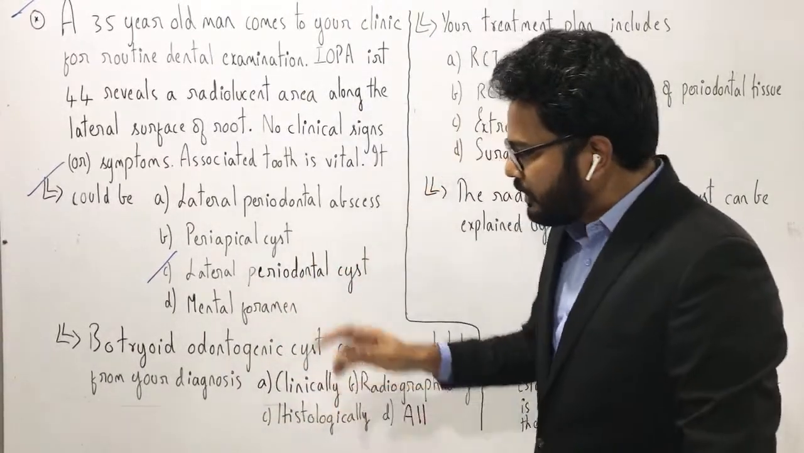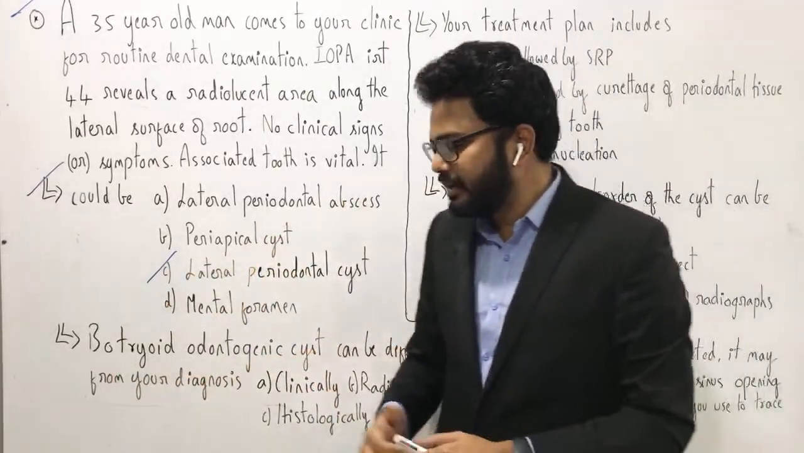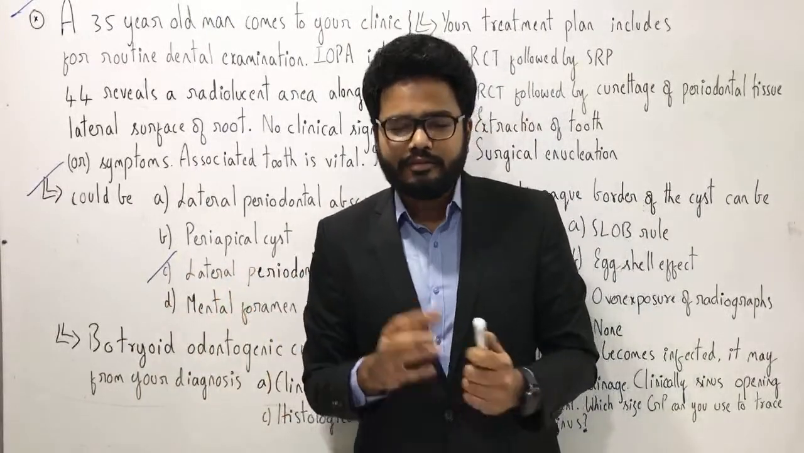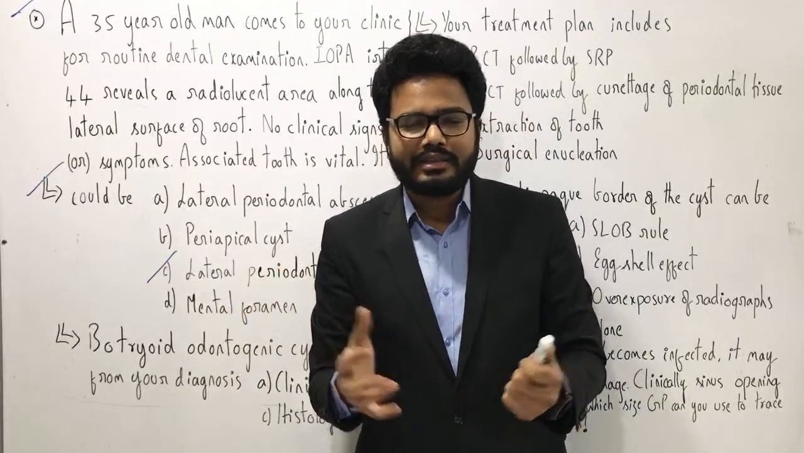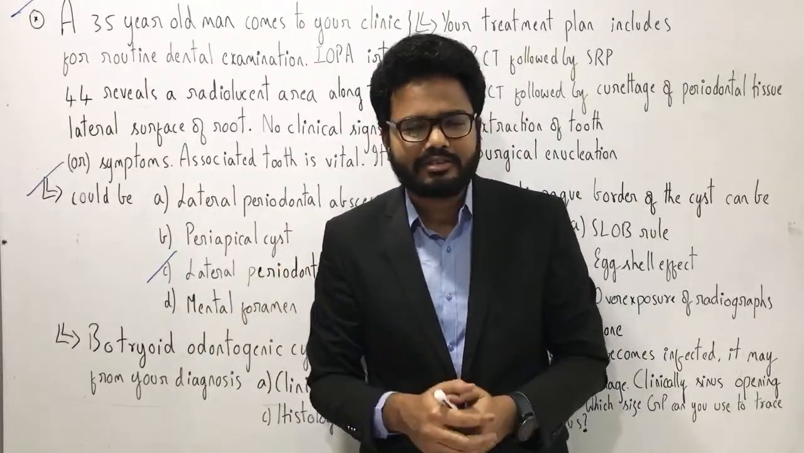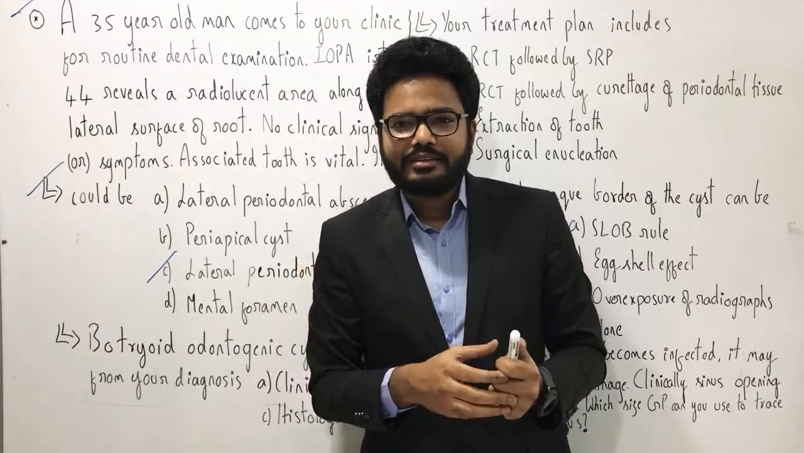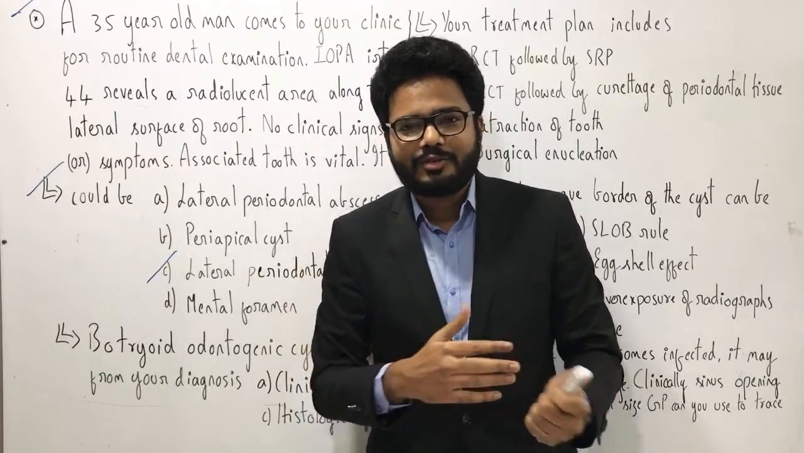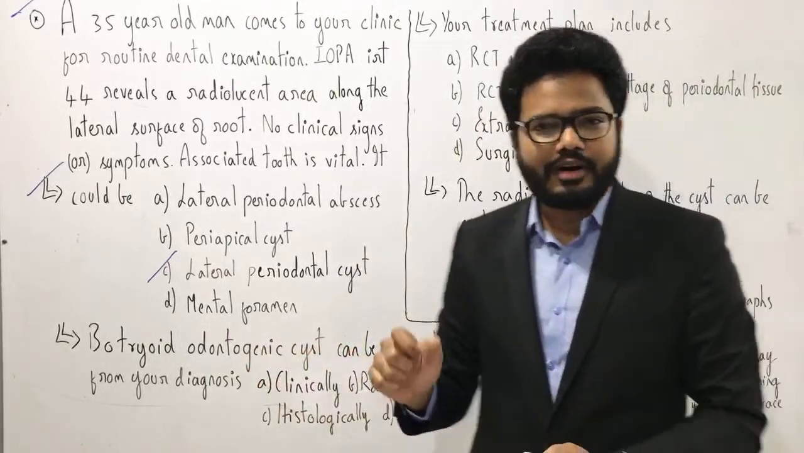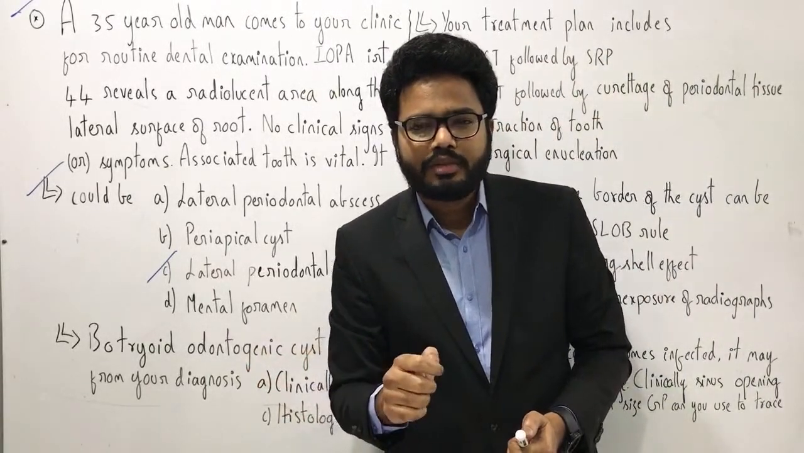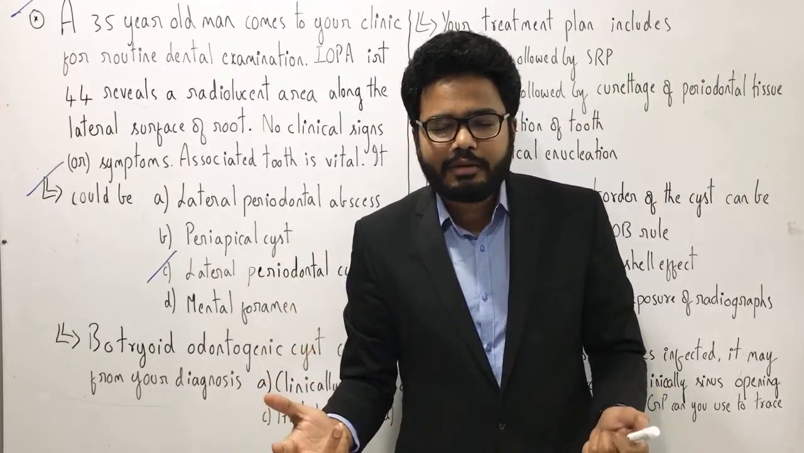Very good. Now, coming to a related question, botryoid odontogenic cyst can be differentiated from lateral periodontal cyst. In fact, Weathers and another scientist reported these cases of botryoid odontogenic cyst way back in 1973, and they found this particular lesion to be very much similar to that of lateral periodontal cyst. So botryoid odontogenic cyst can be differentiated from lateral periodontal cyst through which of the following means? Clinical, radiographic, histologic, all of the above, or none of the above.